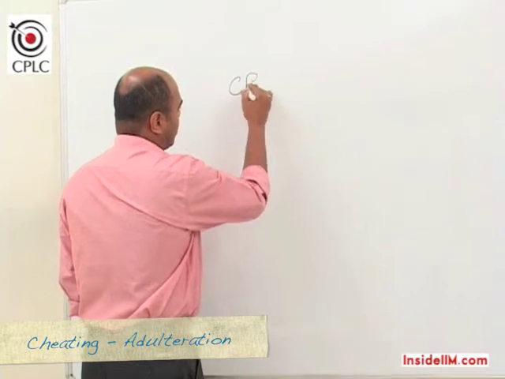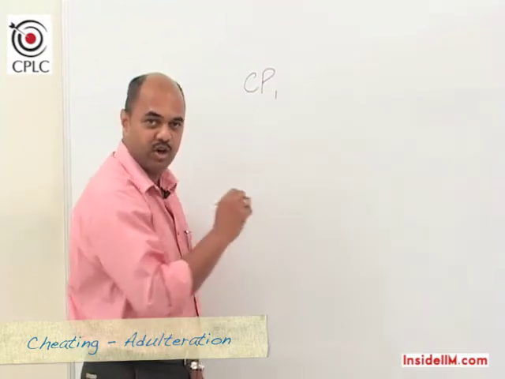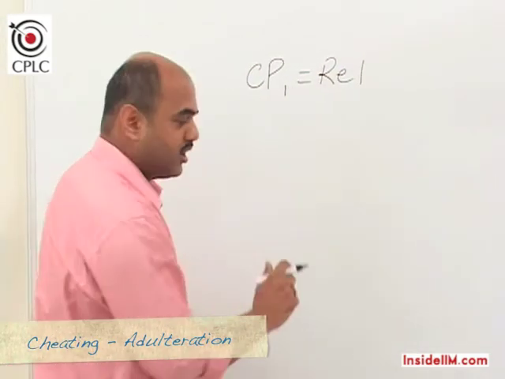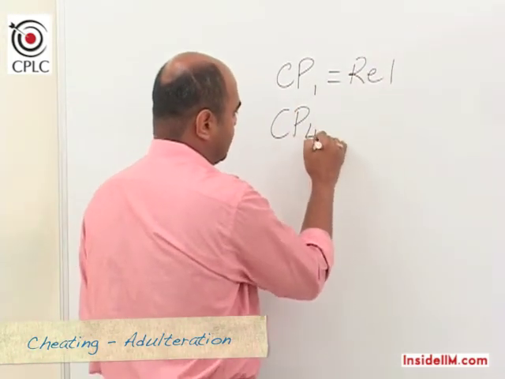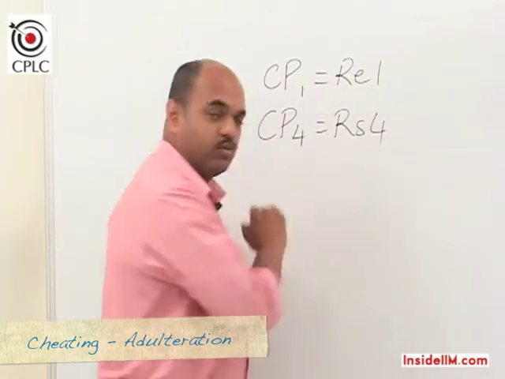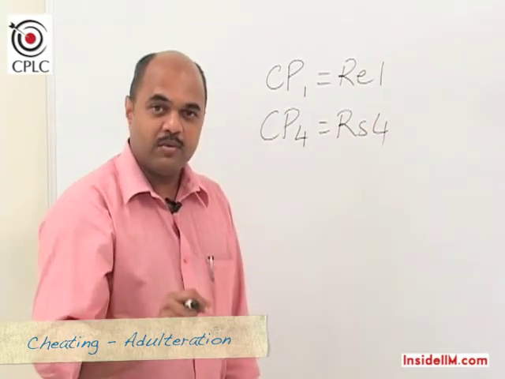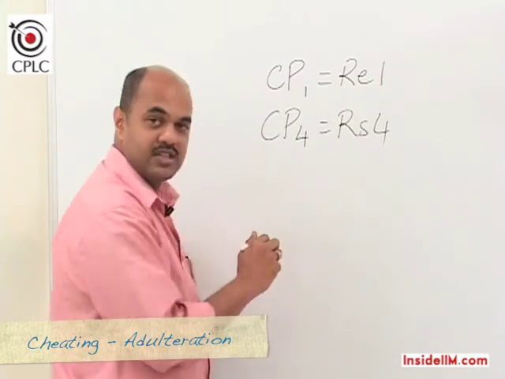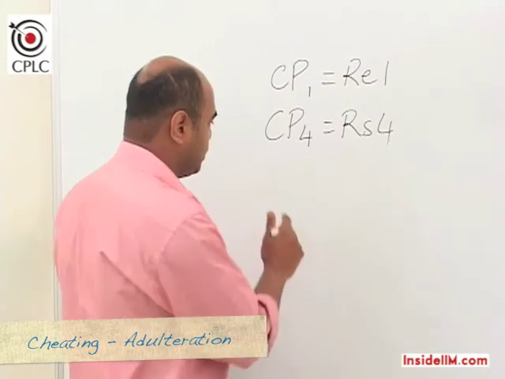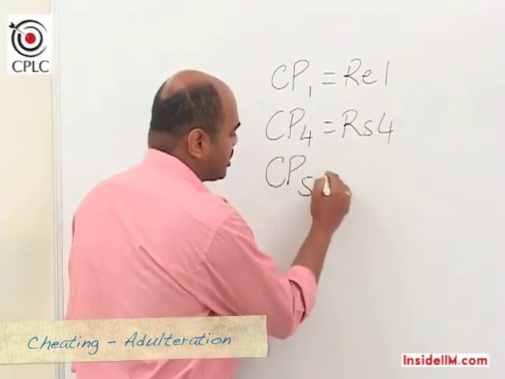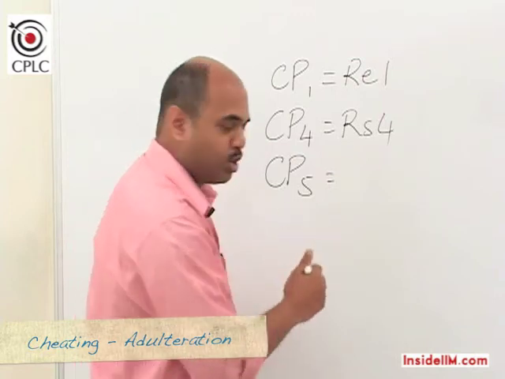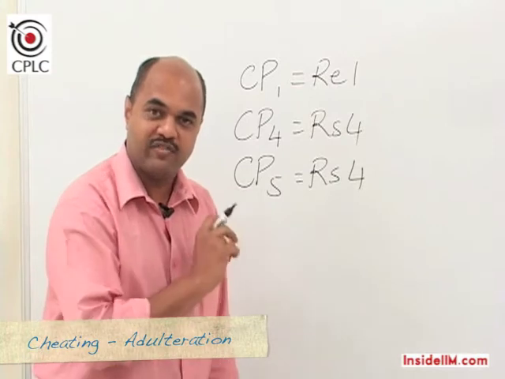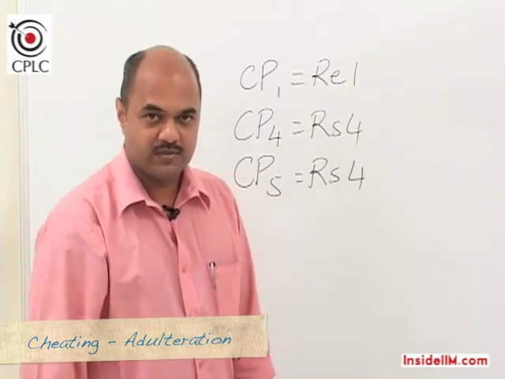Suppose we say that the cost price of 1 liter of milk for the milkman is 1 rupee. Now the milkman had 4 liters of milk, and hence the cost price of 4 liters would be 4 rupees. The milkman is adding 1 liter of water, and hence he is now going to have 5 liters of solution, but there is no change in the cost because there is no cost associated with water, and hence the cost price of 5 liters is still 4 rupees.